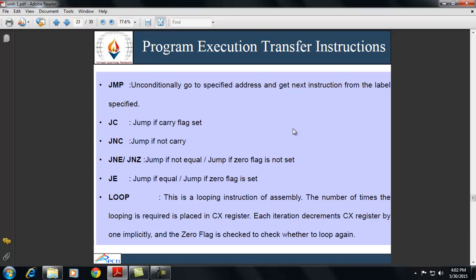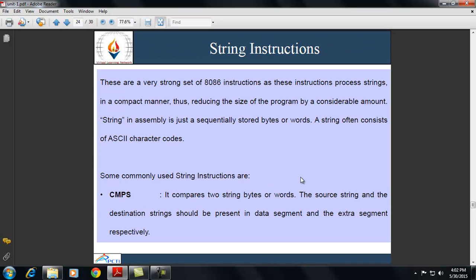And each iteration decrements the CX register by 1 implicitly, and the zero flag is checked to decide whether to run the loop again or not. Similarly, there are various program execution transfer instructions available.